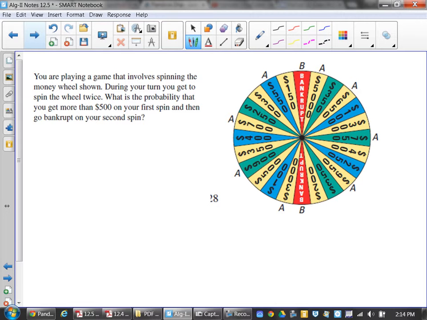I am playing a game that involves spinning the money wheel shown. And during my turn, I get to spin the wheel, not once, but twice. What is the probability that I'm going to get more than $500 on my first spin and then go bankrupt on my second? Well, I have to figure out the probability of getting better than 500 first, and then bankrupt. Let's figure out how many are 500 first.